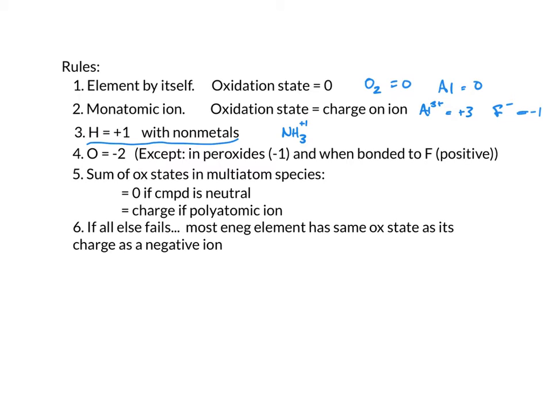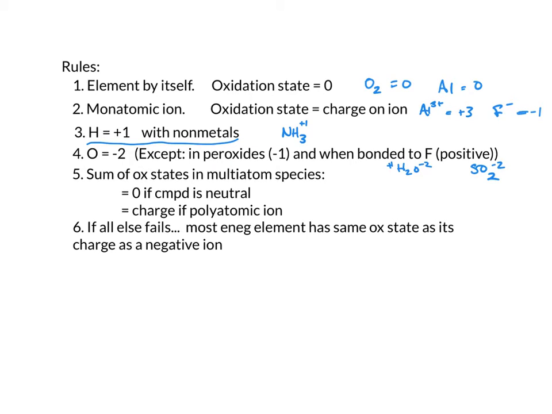Oxygen is always going to be -2 unless it's in a peroxide. If it's in a peroxide, it's going to be -1. And when it's bonded to fluorine, because of rule number 6, it's going to actually have a positive oxidation state, but those conditions are pretty rare. So for example, in SO2, oxygen is going to be -2. In H2O, oxygen is -2, hydrogen is +1.